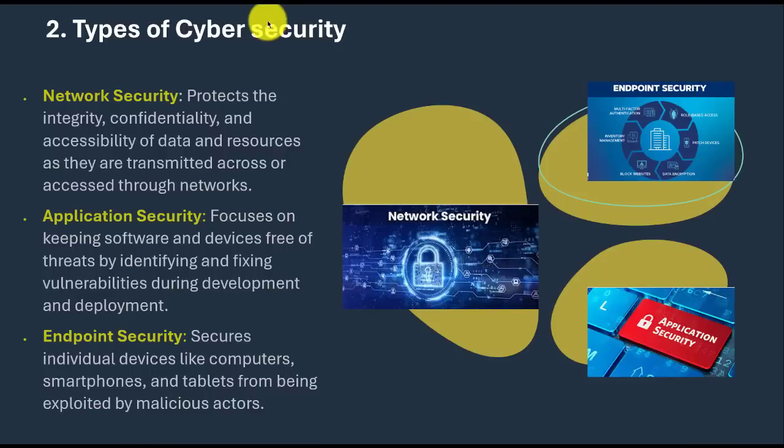Let's go to number 2 of 20, and that is the types of cybersecurity. You have the one for the network. You can be working on your own, or you are in a network. That's network security. Then application security. You have some software that you are using, and that focuses on keeping the software and device free of threats. And then endpoint security. Endpoint security secures individual devices like computers, smartphones, and tablets from being exploited by malicious actors.